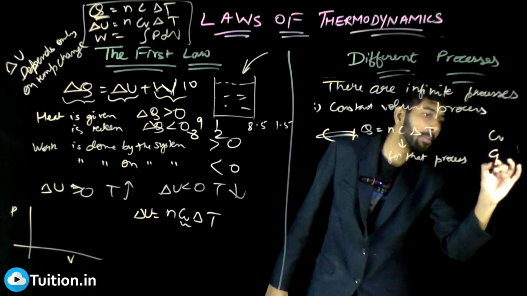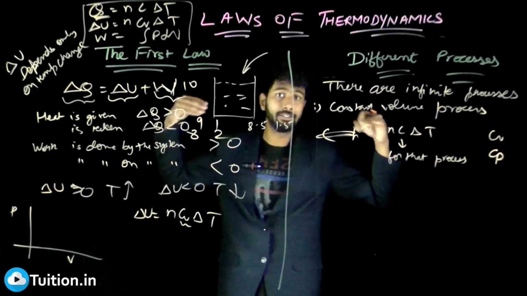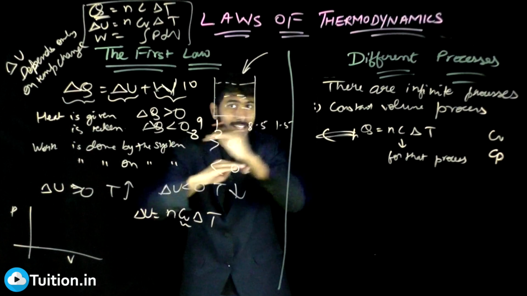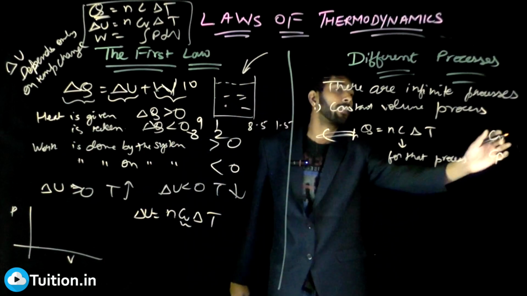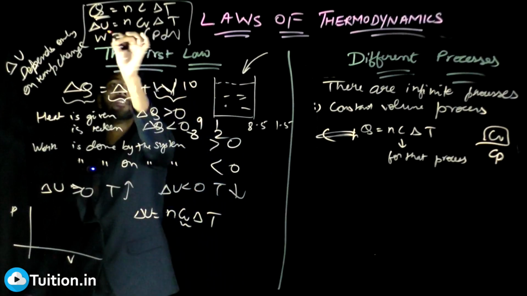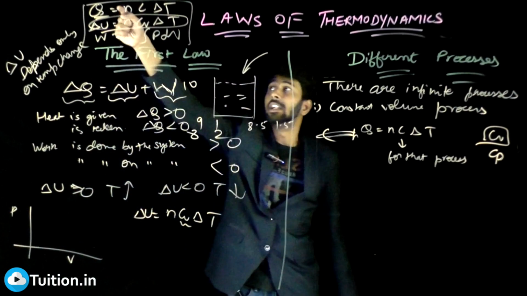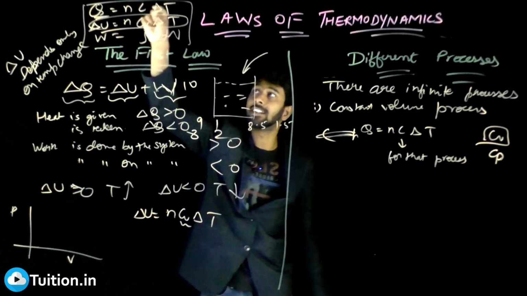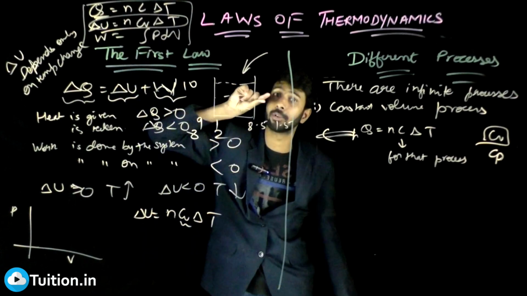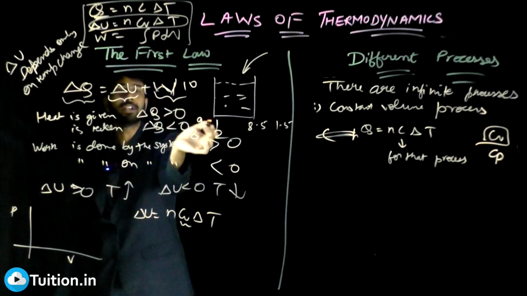What is a constant pressure process? There your C will become Cp. In a constant pressure process, everything might happen, but the pressure of the gas does not change, right? So ΔU is always nCvΔT. Remember, ΔU is always nCvΔT. Q will be nCΔT, where C is to be found for that particular process, and the difference will automatically give you work.